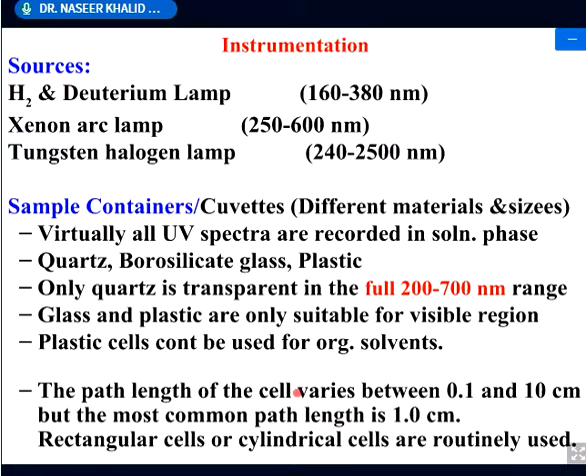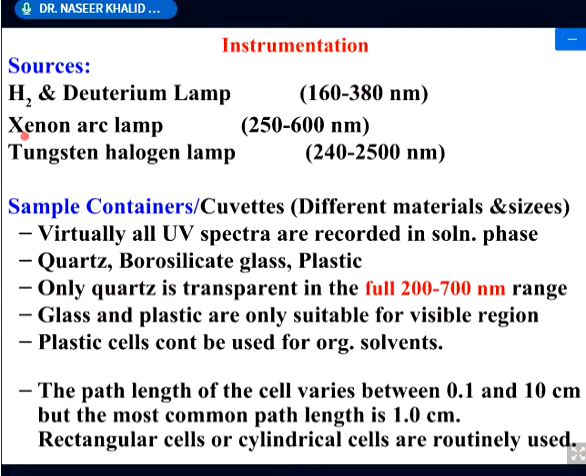Coming to the next one, the sources of UV visible radiation. Those are the hydrogen and deuterium lamps. These lamps give us a source in the range of 160 to 380 nanometer. This is a very narrow range. This is the UV, the vacuum UV region.